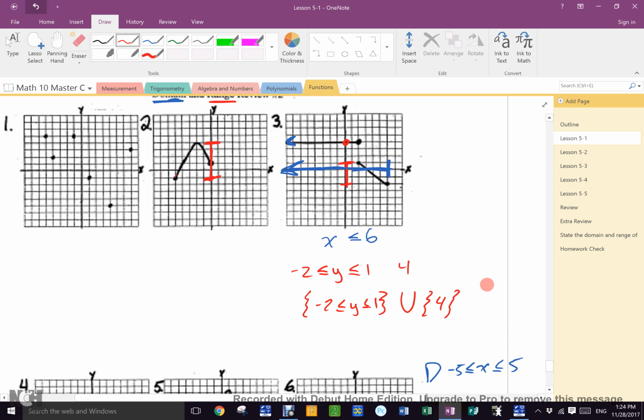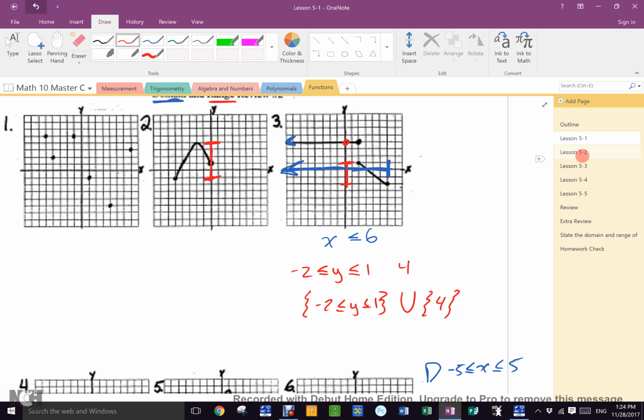Pharrell sings the song Happy. Will Ferrell makes people happy by making them laugh. He's the elf guy. We should watch him. No, we shouldn't, because this is not cinematic appreciation 10. This is math 10. We should do some math instead. We should.